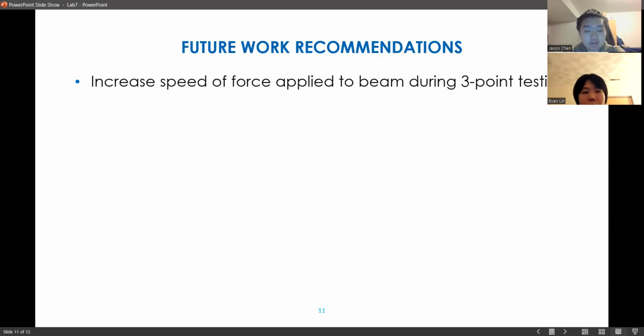And in the future, we're going to have to try to increase the speed at which we apply the force to the beam so that the polymer doesn't have time to relax its bonds and stretch, which skews the overall data.